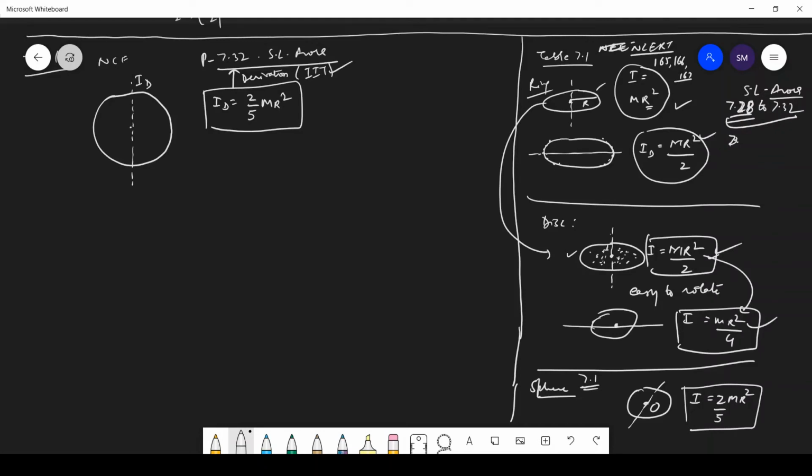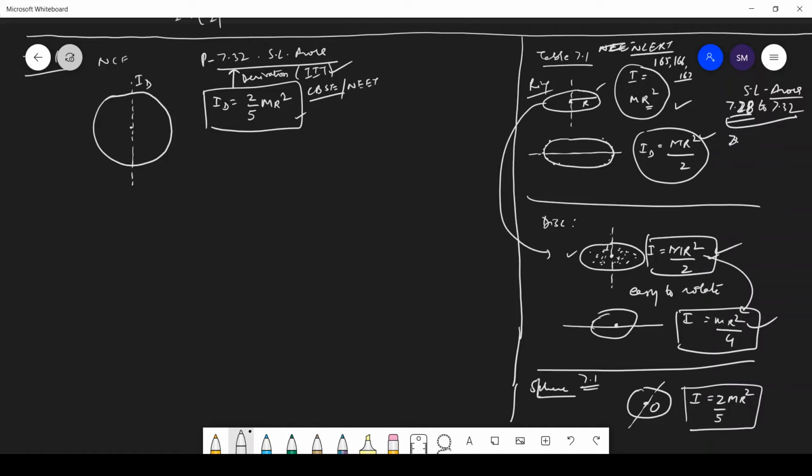But for CBSE, we need not derive the formula. So for CBSE and NEET, derivation is not required. Okay. Now, what do you need now?